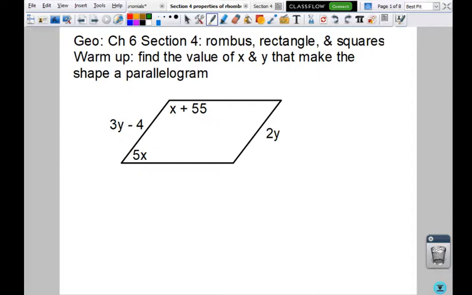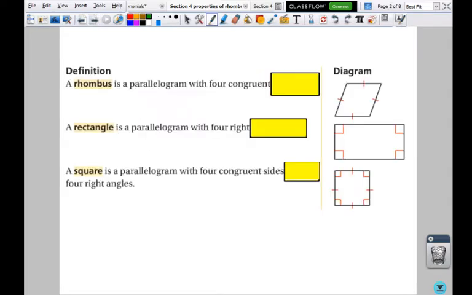Where's my notes paper at? I've got extras in that thing right by you. You need them? Is it... A rhombus, a rectangle, and a square. There should be some right at the very bottom. Chapter 6? Yep, chapter 4.